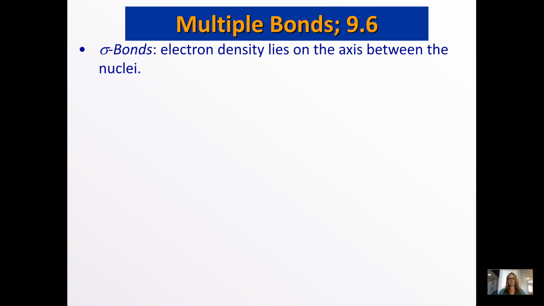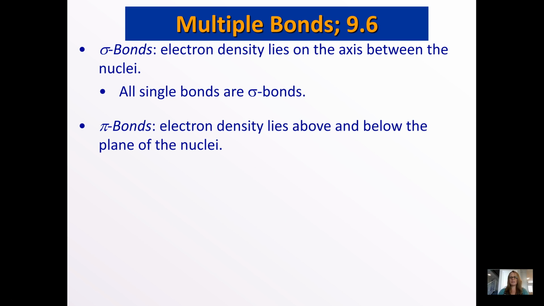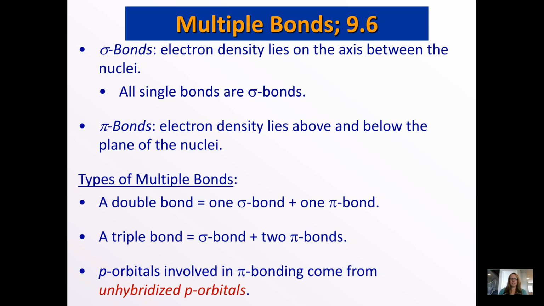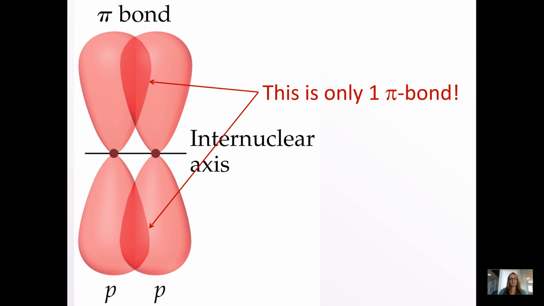Sigma bonds, that's when you have the head-on overlap between the electrons to make that first single bond. And all single bonds are sigma bonds. Pi bonds, electron density, that's when you have your sigma bond, but then you have that side-by-side overlap to make electron density above and below the bonding plane. And there's 2 types of multiple bonds. Double bond, which is 1 sigma, 1 pi, and a triple bond, which is 1 sigma and 2 pi bonds. And anything that's left over is we have unhybridized p orbitals, and we're going to talk about those a little bit. Okie dokie, we saw this before.